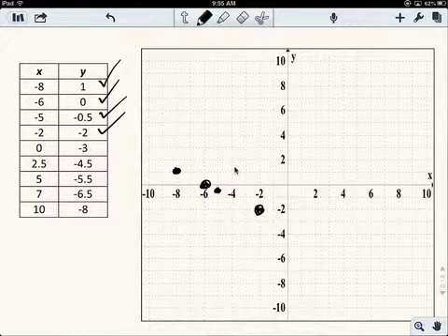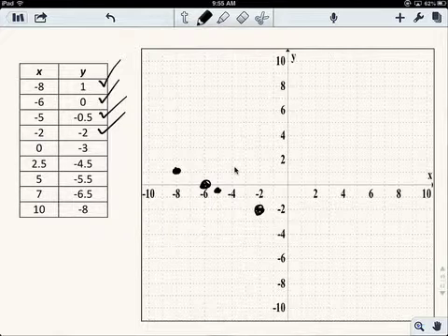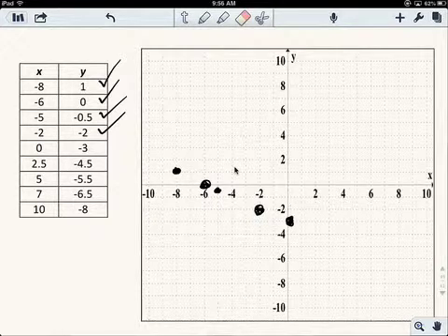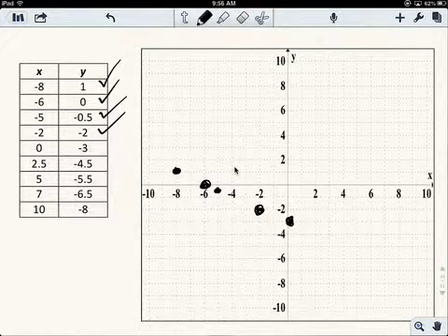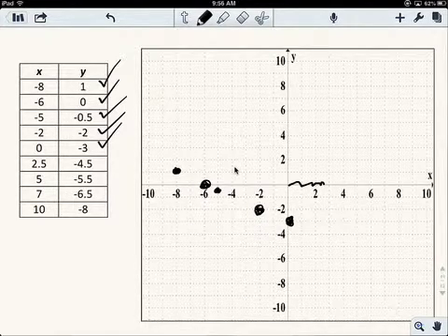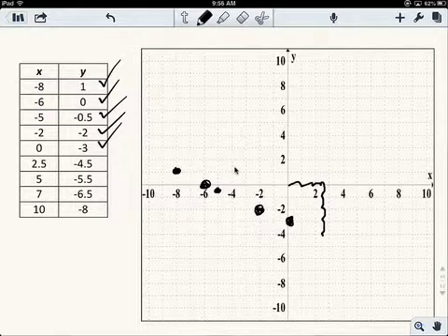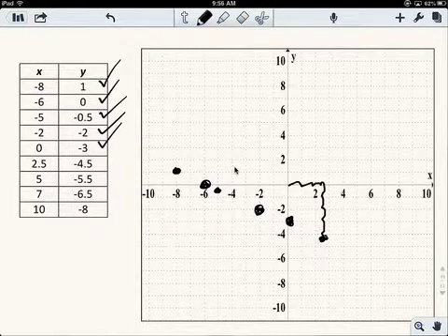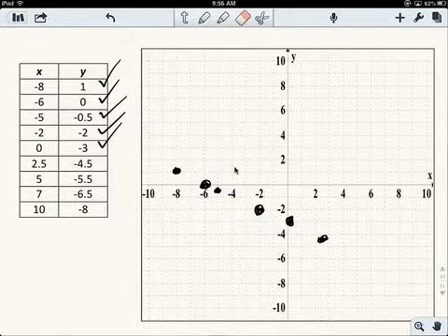0, comma negative 3, I start at the origin. I don't move left or right because the x value is 0. And then I take 3 steps downward, 1, 2, 3, because the y value is negative. 2.5, negative 4.5. So I'm going to go to the right 1, 2 and a half, and then go down 1, 2, 3, 4 and a half. Because the x value was positive, and the y value was negative. There we go.